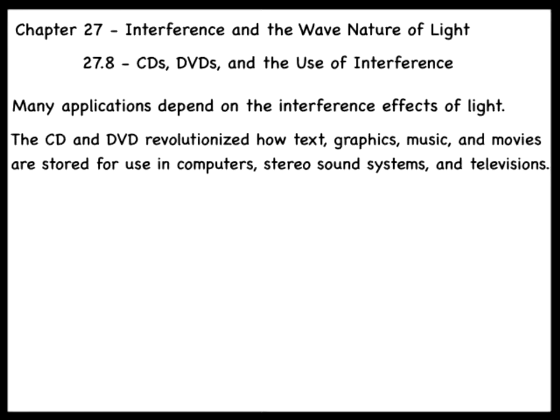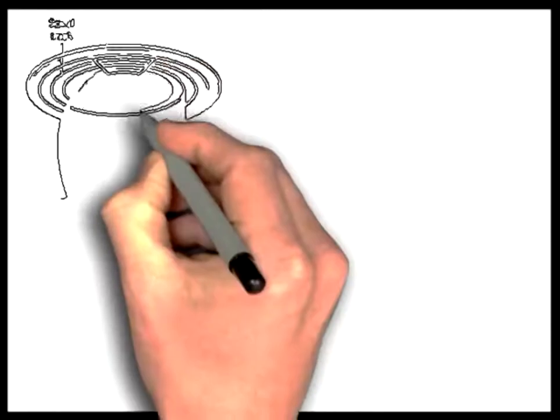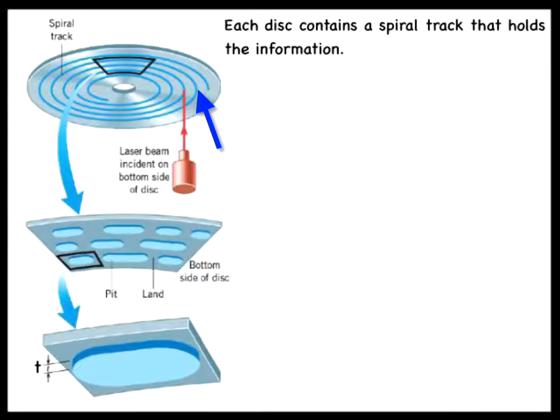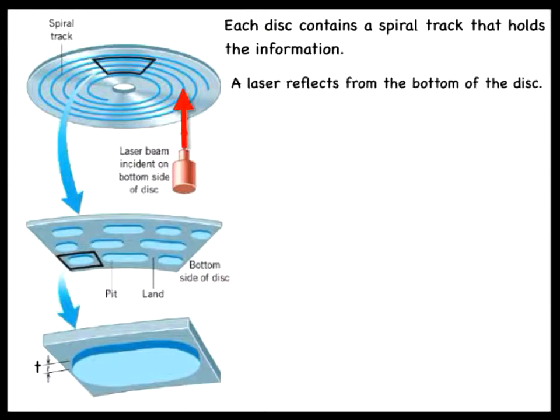The operation of these discs uses interference effects in some very interesting ways. Each disc contains a spiral track that holds the information, which is detected using a laser beam that reflects from the bottom of the disc, as the figure shows. The information is encoded in the form of raised areas on the bottom of the disc. Under a microscope, these raised areas appear as pits when viewed from the top or labeled side of the disc. They are separated by flat areas called land. The pits and land are covered with a transparent plastic coating, which has been omitted from the drawing for simplicity.